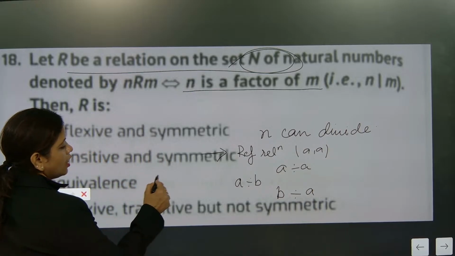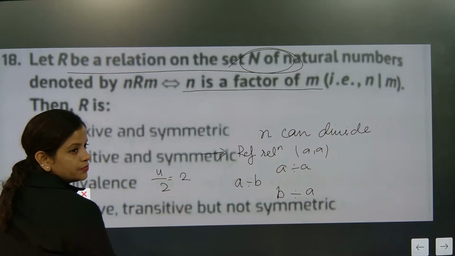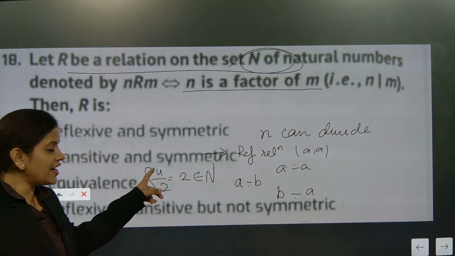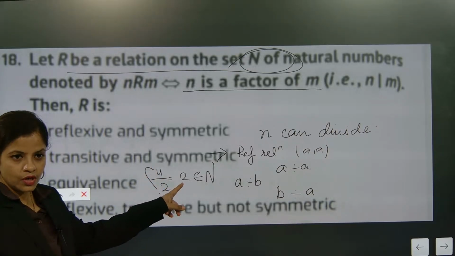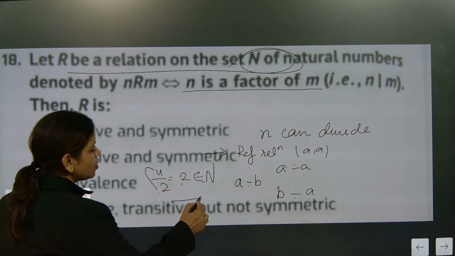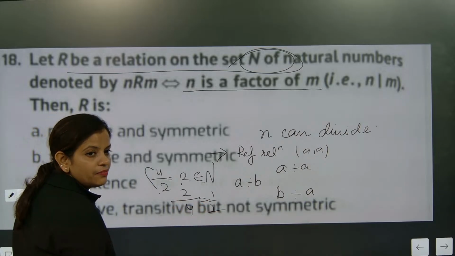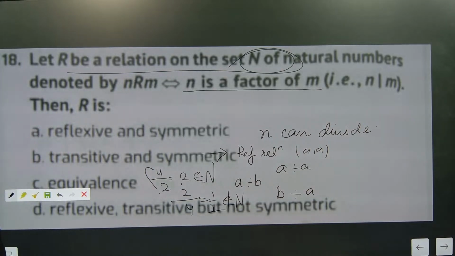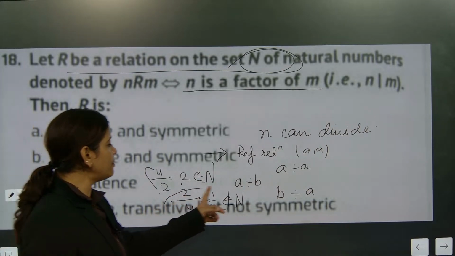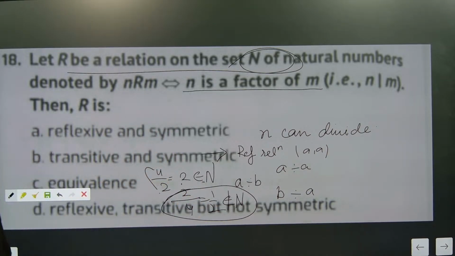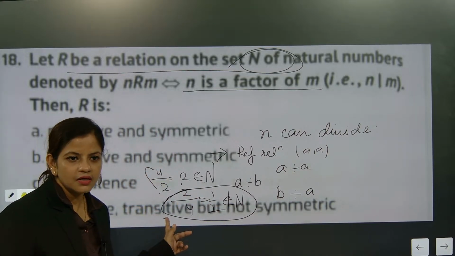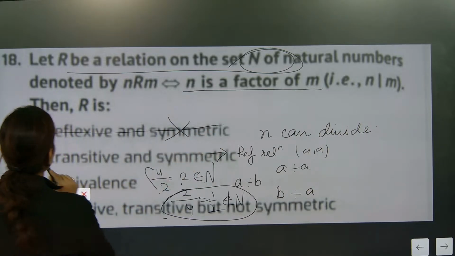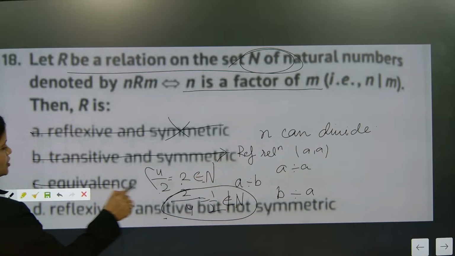Why? Look here. 2 can divide 4. What answer will come? 2. 2 belongs to natural numbers. But when 4 goes and divides 2, what will come? 1 by 2. And 1 by 2 does not belong to natural numbers. So since 1 by 2 is not a natural number, it is not at all a symmetric relation. So where it is written reflexive and symmetric, this will be wrong. Transitive and symmetric, wrong. Equivalence will also be wrong.